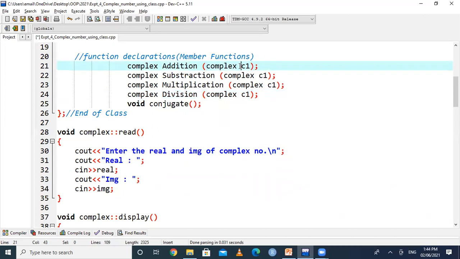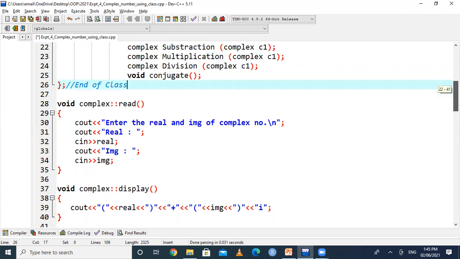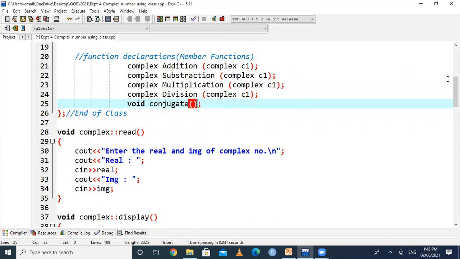So here you can declare a variable of class type like complex C1. And a variable of class type is called an object. So here we are creating an object like C1, and that is provided to addition, subtraction, multiplication, and division. And finally, we want to go for the complex conjugate also. So there is a function for complex conjugate also. The return type of that conjugate function is void, meaning it doesn't return anything, and there is no argument required for this conjugate function.